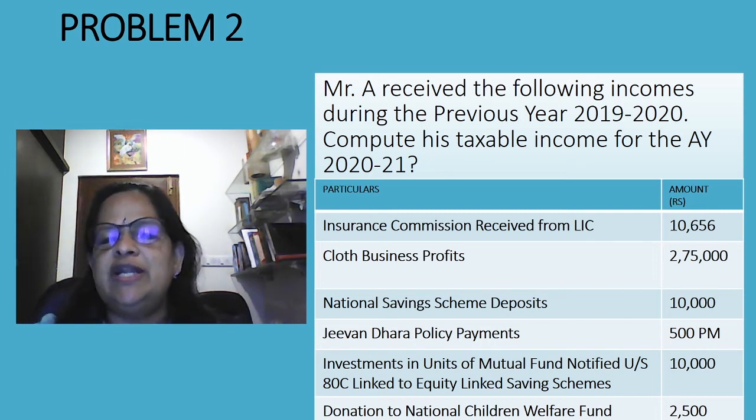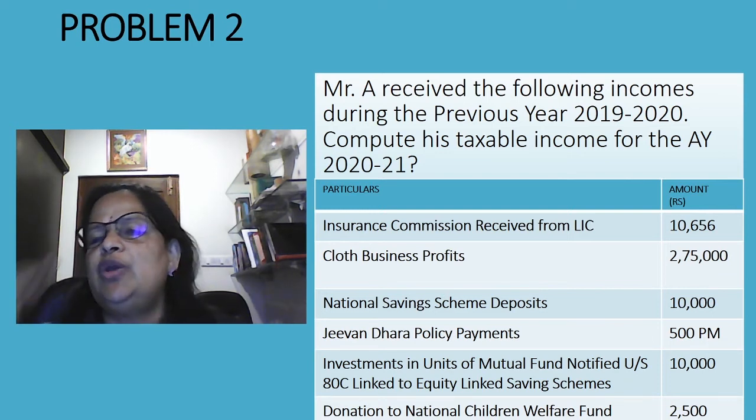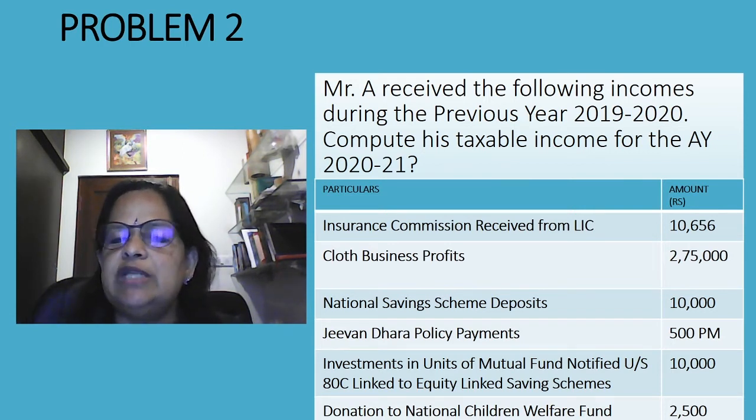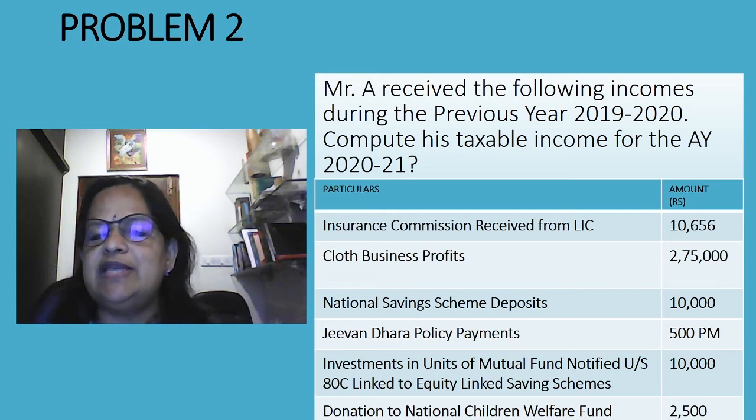So I have included it in the solution. This is the background I wanted to explain. So for LIC commission, if it's up to 60,000, you have to provide this deduction. Clothes business profits come under business income. National Savings Scheme deposits, 10,000, come under 80C. Jeevan Dhara policy payments, 500 per month, 80C. Investments in units of mutual funds notified under section 80C, linked to equity linked saving schemes, is also an 80C deduction.